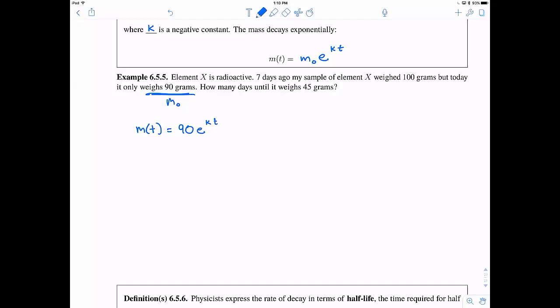And again, I need to figure out what this k value is, right? The first step is always to solve for this k value. I know that 7 days ago, time is -7, I had 100 grams. So I'm going to use this to solve for k. Let's divide by 90, and let's take the natural log of both sides. And then finally, to solve for k, I need to divide by -7.